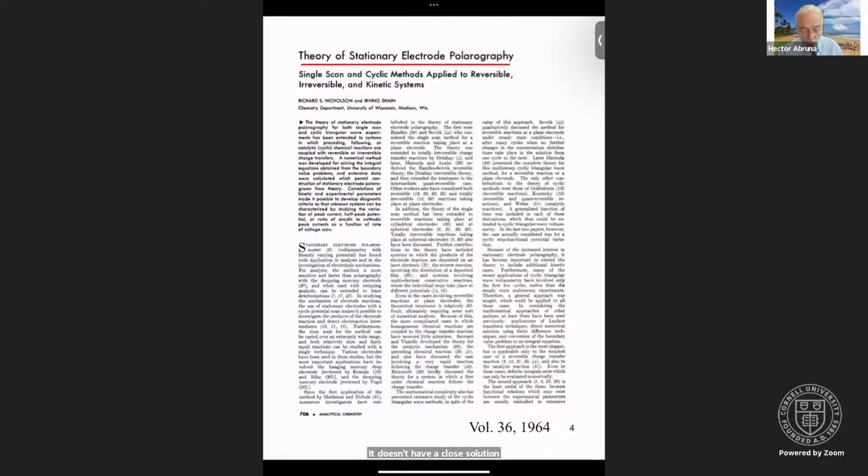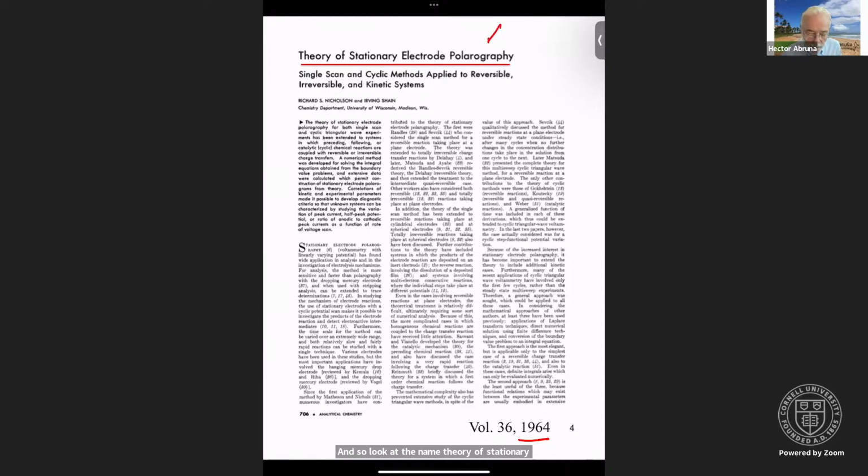And so here we come with the first people to do this. Theory of Stationary Electropolarization, 1964, almost 60 years ago. Nicholson and Shain, from the Department of Chemistry, University of Wisconsin. Shain actually ended up being the provost at the university. There's a big building named after him. And so look at the name, Theory of Stationary Electropolarization.